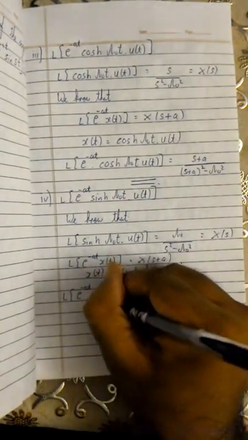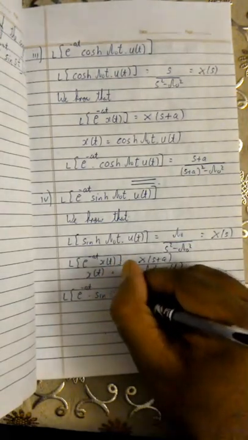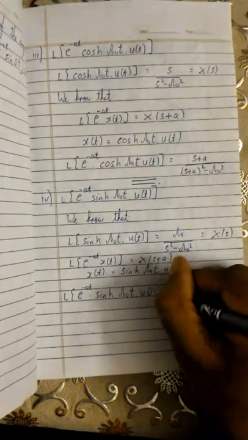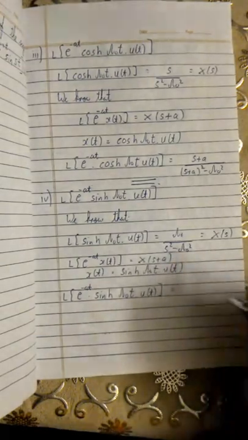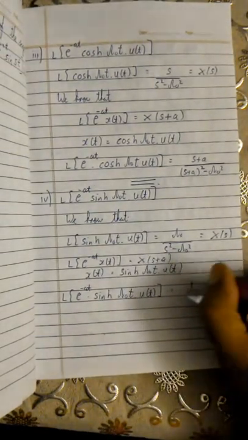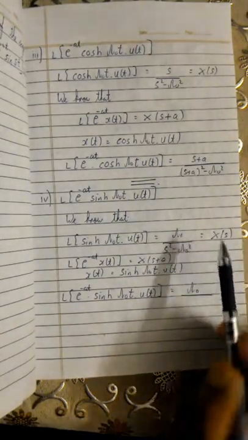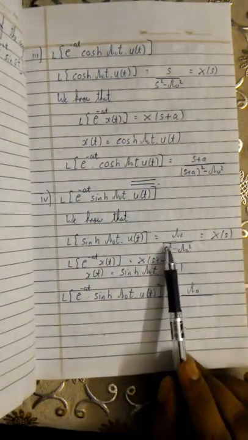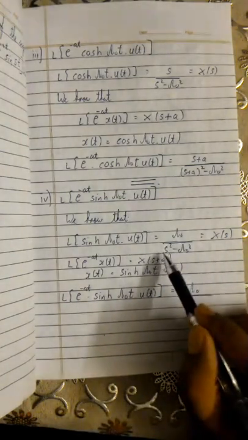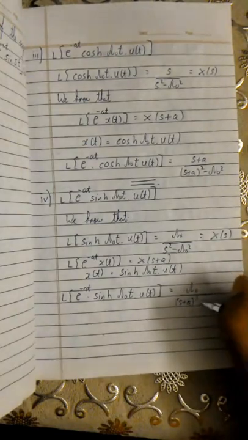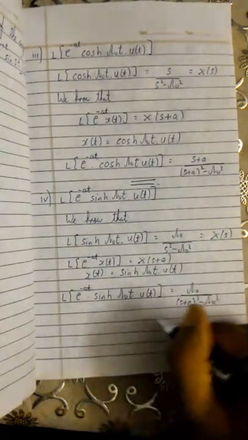Or in other words, the Laplace transform of e raised to minus at into sinh ω0t into u of t will then become ω0 by, so this will become a function of s plus a. So replace every s with s plus a. So this becomes s plus a the whole square minus ω0 square.